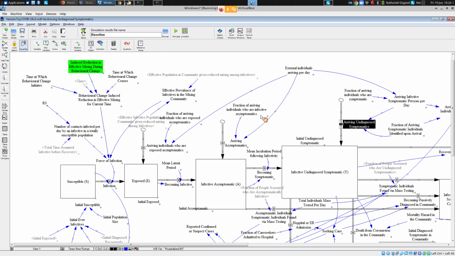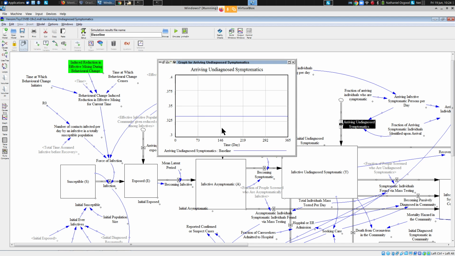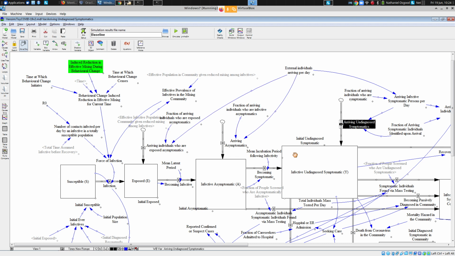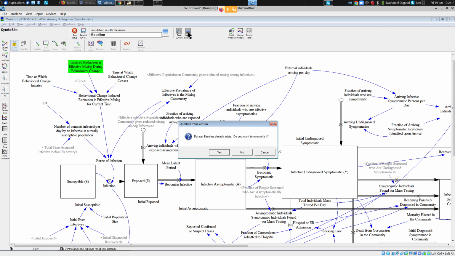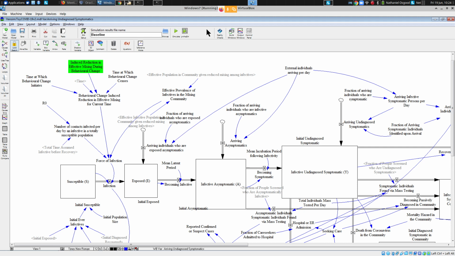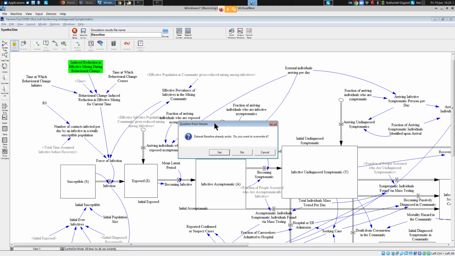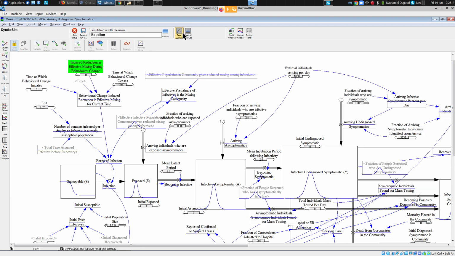So I'm going to double click on this arriving undiagnosed symptomatics, and you'll see that we have about a third of a person arriving here per day who's infective. And we might be concerned about that. I'm going to go into what's called synthesim mode. The button may show a running person on your computer, or it may show other types of icons. I'm going to enter into that, and that will allow me to interactively change assumptions.